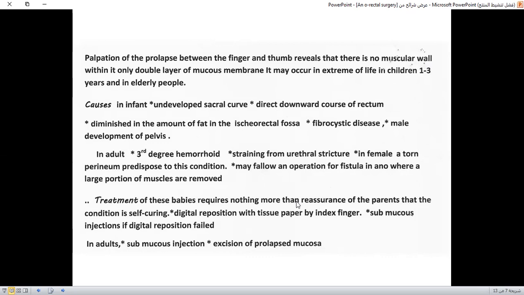Treatment of these babies requires nothing more than reassurance of the parents that the condition is self-curing, digital reposition with tissue paper by the index finger, meaning in the clinic we push it back. Submucous injection if digital reposition has failed, meaning injection of a sclerosant like 5% phenol in almond oil. In an adult, submucous injection or excision of the prolapsed mucosa.